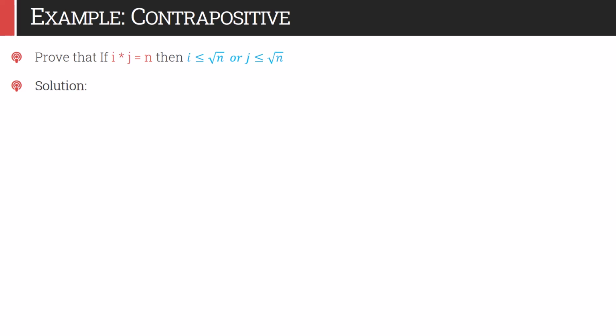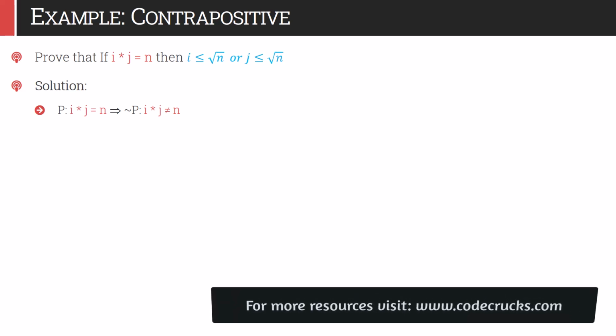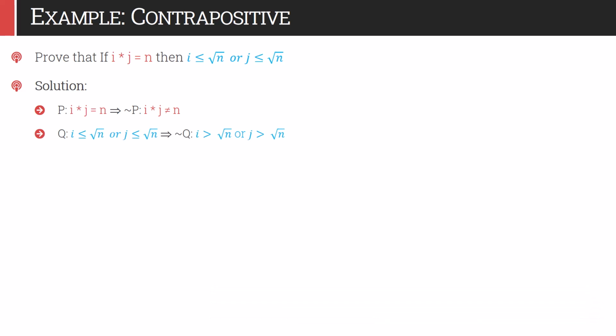So now we will start with the negation of the conclusion. So our P is i times j is equal to n. The negation of that would be i times j is not equal to n. And our Q is i is less than or equal to root n or j is less than or equal to root n. So negation of Q would become i is greater than root n or j is greater than root n. As I discussed, contrapositive starts with negation Q, and we will try to prove that from negation Q, negation P is derivable. Here, our negation Q has two parts.